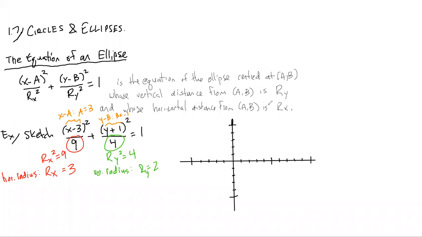Okay, so I've got my axes ready. We're going to use the a and b to tell us where the center is, and so it's at 3 and -1. If I'm going to do the horizontal radius of 3, what I'll do is go left and right by 3. And then similarly, the vertical radius, so I'll go up and down by 2. And so those are all of my points.